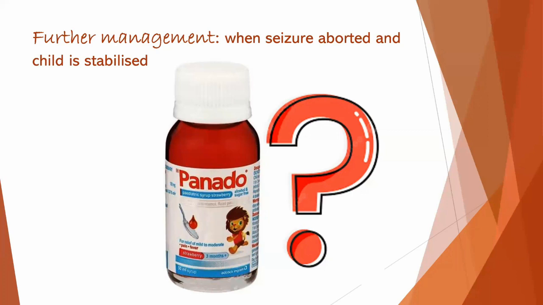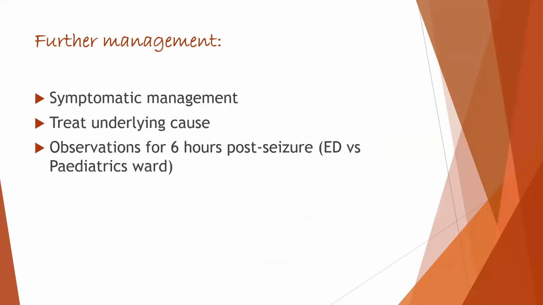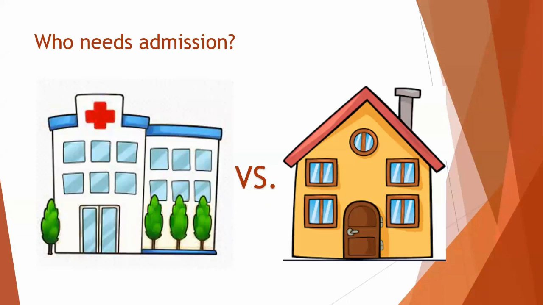So who then needs admission? If I'm telling you that the child has no admission criteria and doesn't need further workup, then they can be discharged. So how do we determine which patients we can send home and which patients need to stay?